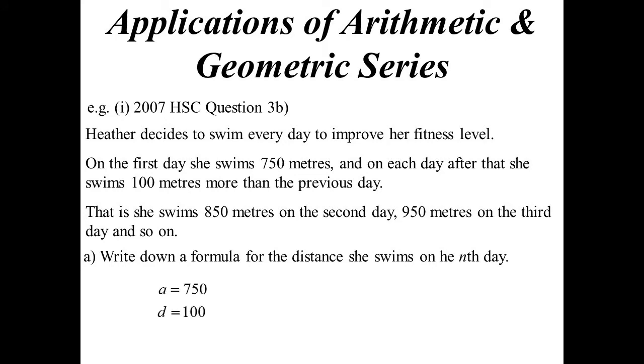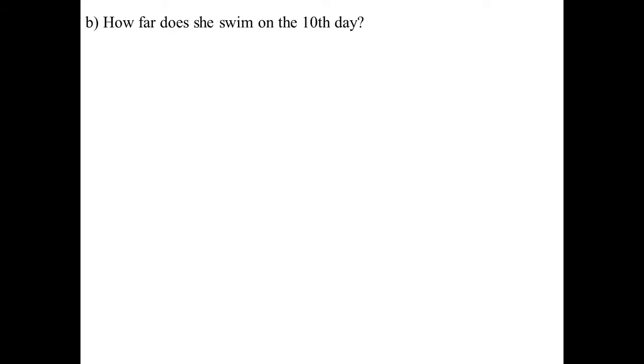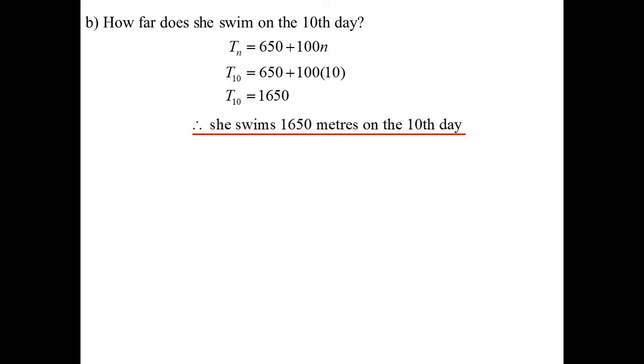The first term, 750. The common difference, 100. General term, a plus (n minus 1)d. Sub in, rearrange, and there we go. We have a formula: 650 plus 100n. So how far does she swim on the 10th day? Well, that would be T10. Substituting 10, she's now up to 1,650 metres. Yeah, it's not bad.